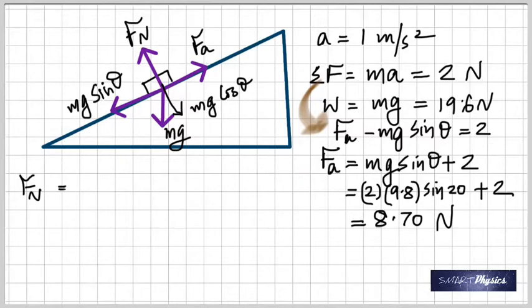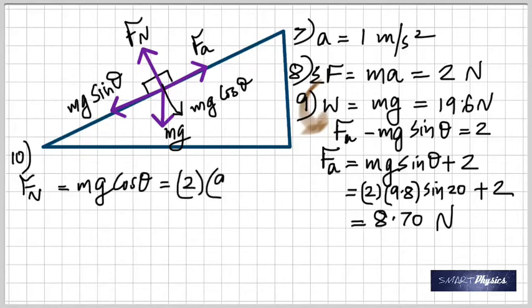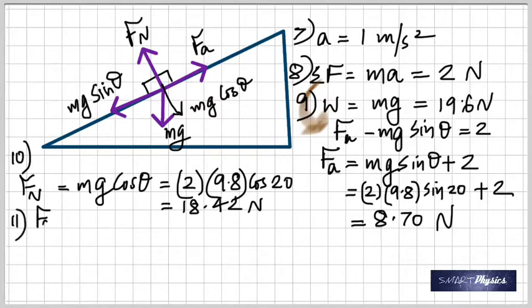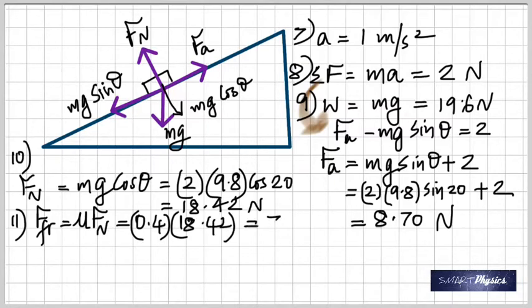Alright, now find the... okay. Number 10, the normal force is mg cos theta, which is 18.42 newtons. Friction is mu times Fn, which is 0.4 times 18.42, which is 7.37. That's the friction.